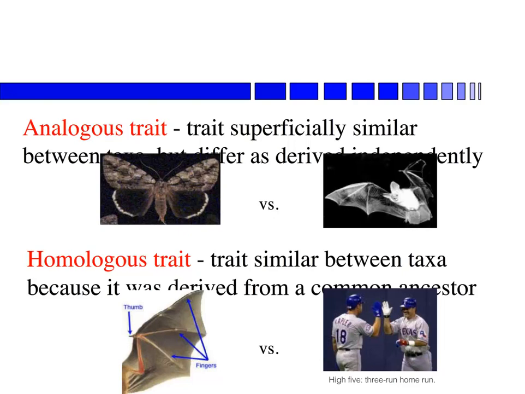That's analogous. Now, homologous, remember homo means one, okay? And so a homologous trait is similar between two different taxa because a common ancestor had it and then passed it down. Okay, so the digits in bat wings, by the way, are the same as the digits that we have in our fingers.